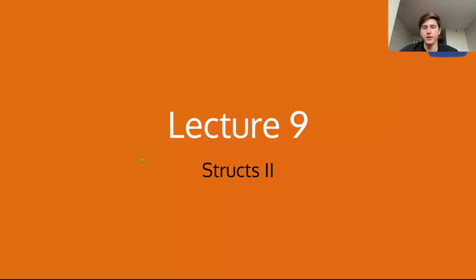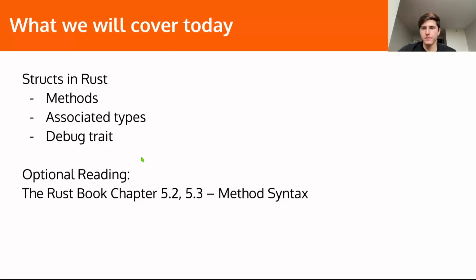Today we'll be covering Structs Part 2. Alright, let's get started. So, specifically, today we'll be covering struct methods, associated types of structs, and we'll get a brief introduction into traits when we cover the debug trait. If you'd like to read more, you can read chapters 5.2 and 5.3 of the Rust book.